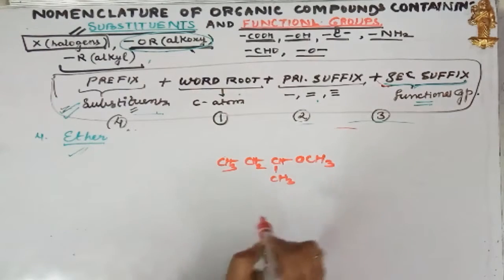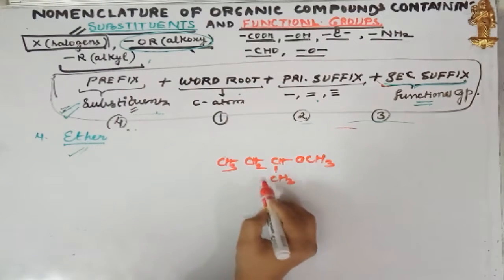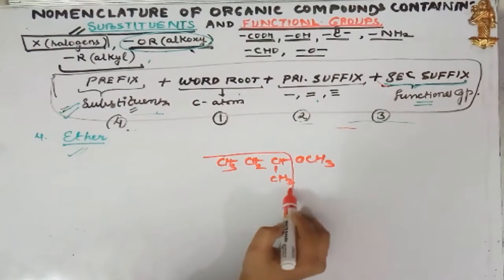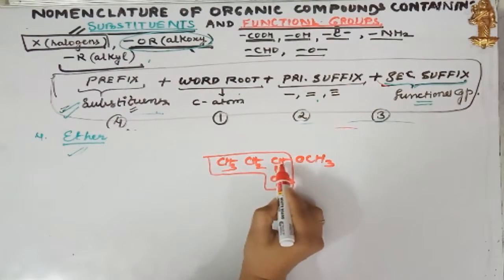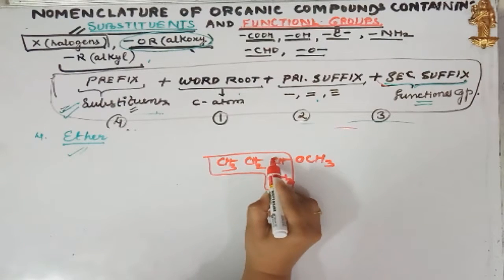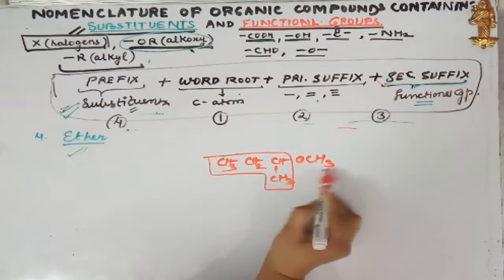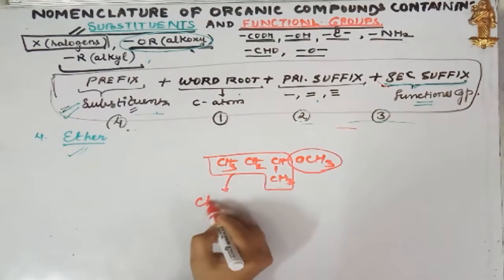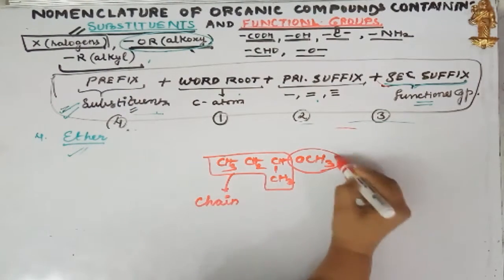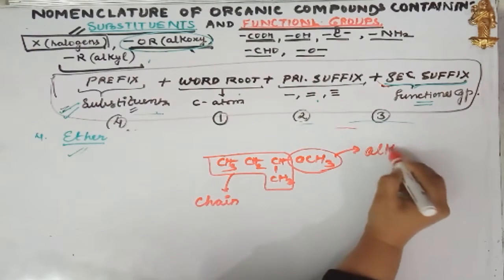In this particular compound, you can easily see that this is the chain here. And just because this is a chain, I have to number the chain because I have removed one H from this carbon atom and I have added a methoxy group to it. So here we have two parts. This is the chain part and this is the alkoxy part.